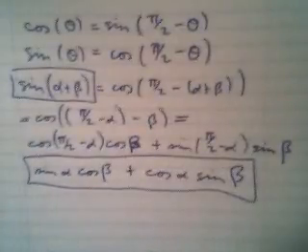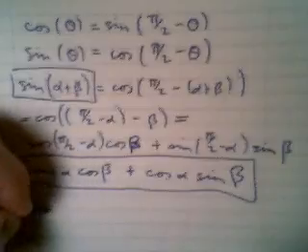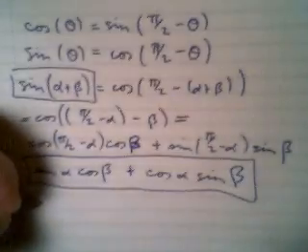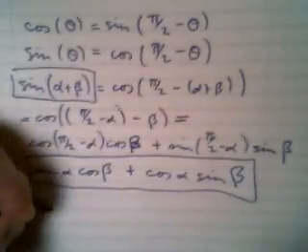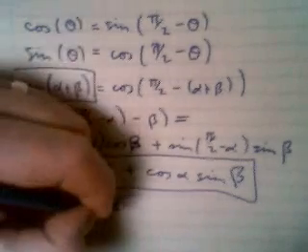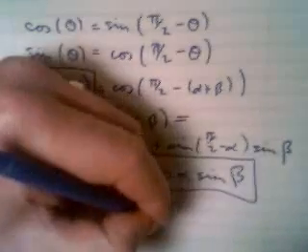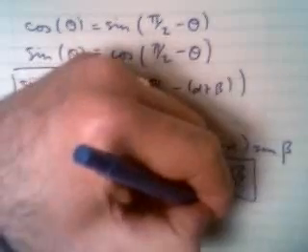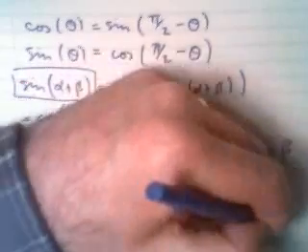And all it takes is the even odd identities to go to the last of the four formulas, that the sine of alpha minus beta is sine alpha cosine beta minus cosine alpha sine beta.